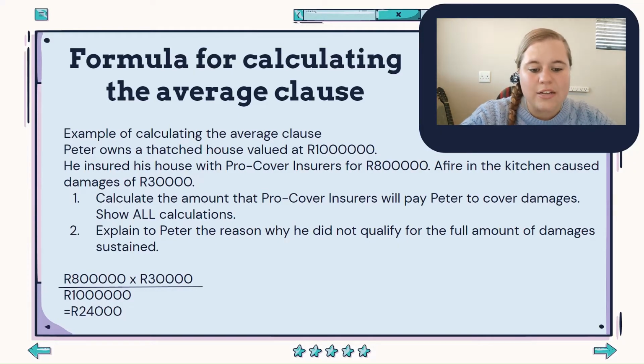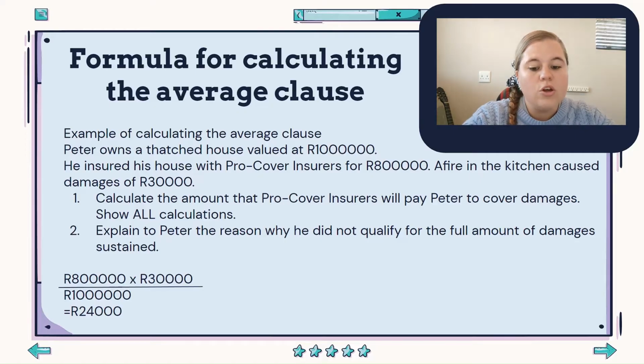Peter owns a thatched house valued at 1 million. He insured his house with Pro Cover insurers for 800,000. A fire in the kitchen caused damages of 30,000. Calculate the amount that Pro Cover's insurers will pay Peter to cover the damages. Then we need to explain to Peter the reason why he did not qualify for the full amount of damages sustained.